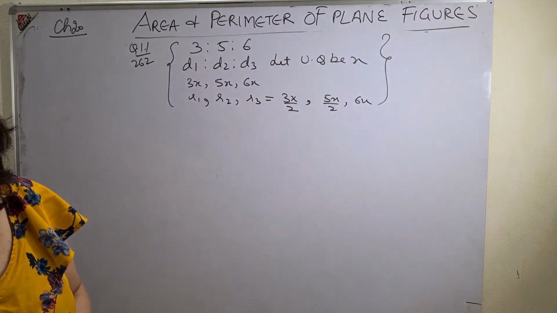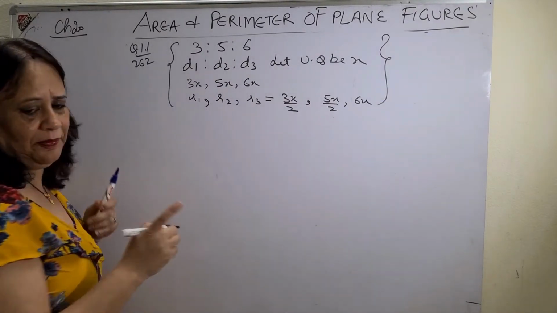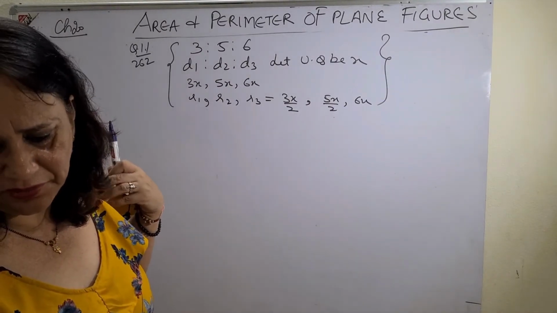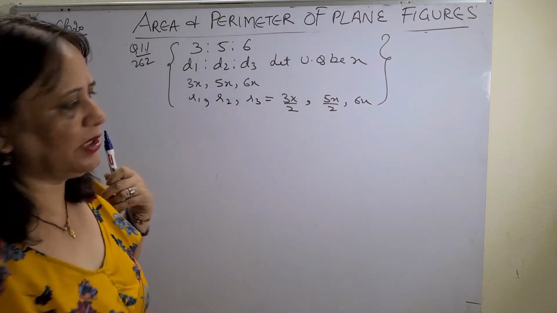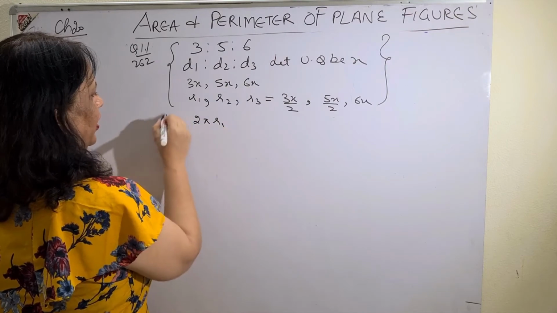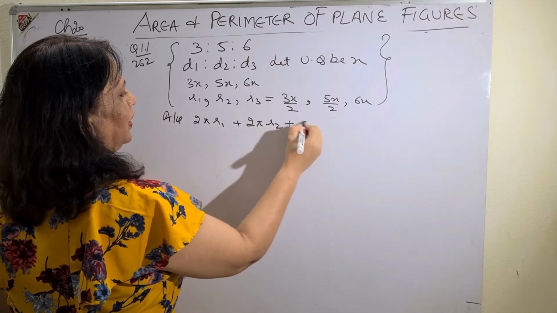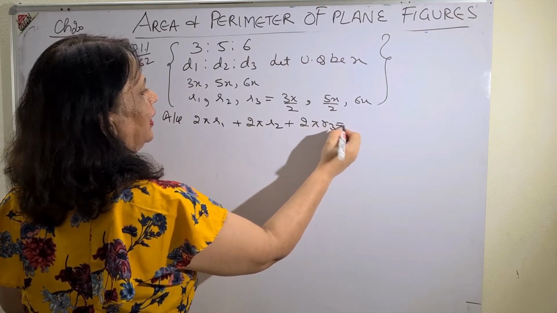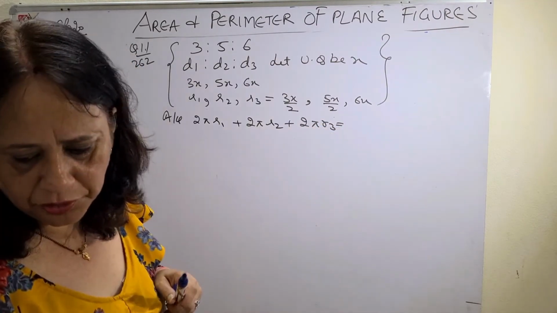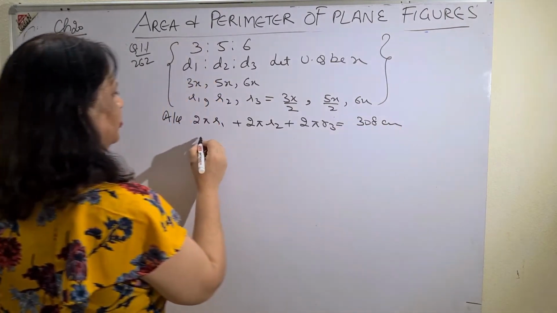The condition given is the sum of the circumferences of these circles. So circumference means 2 pi r1, according to the question, plus 2 pi r2 plus 2 pi r3, and it is given equal to 308 centimeters. So children, now you can do it.